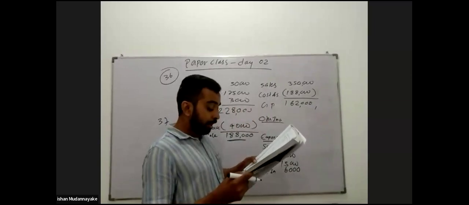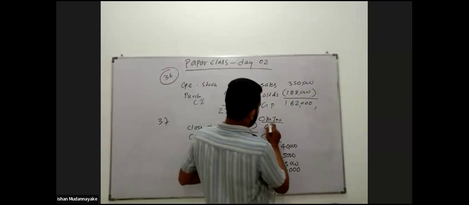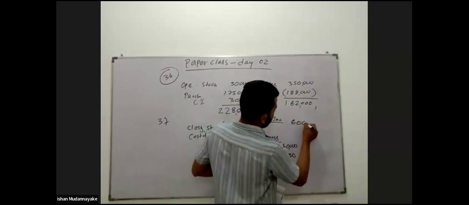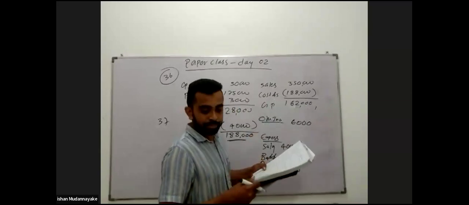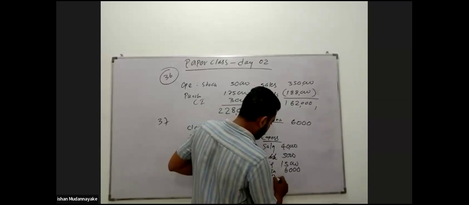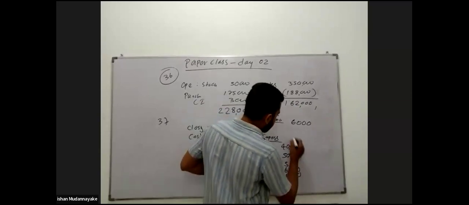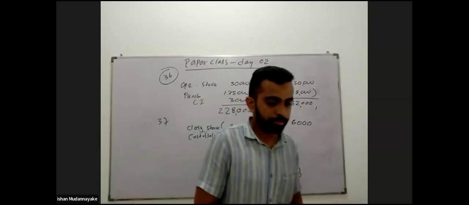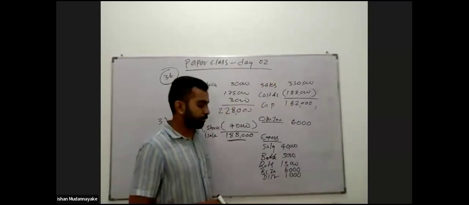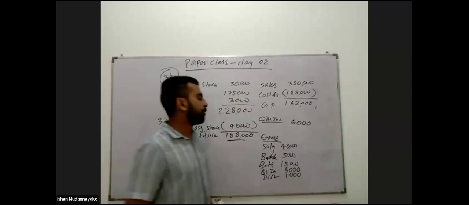Debtors, other income 6,000. Discount allowed expense, 1,000. Now all the expenses and income can be recorded. Quickly calculate the profit of the business.